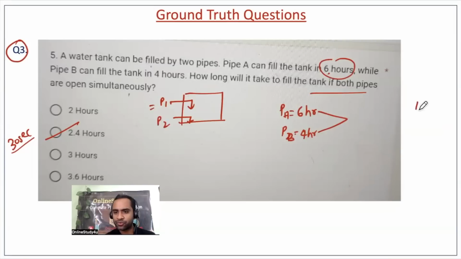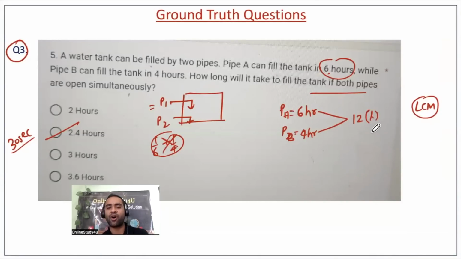So friends, I use the LCM method, right? See, many of you will be using 1 by 6 plus 1 by 4, right? So all those things you will be using. So 6 and 4 now. What will be the LCM? LCM will be 12, or you take a number which is divisible by both, and that will become the total capacity of our tank. Now 12 by 6 will be 2, 12 by 4 will be 3.